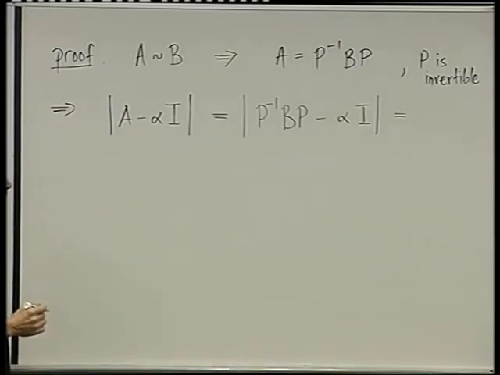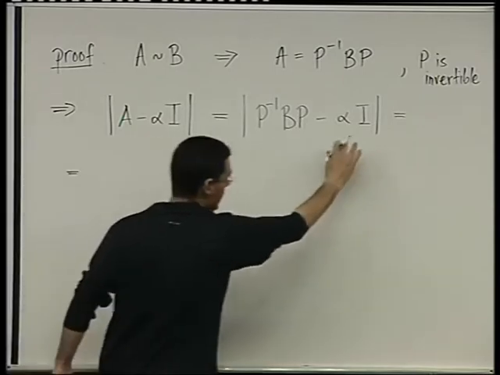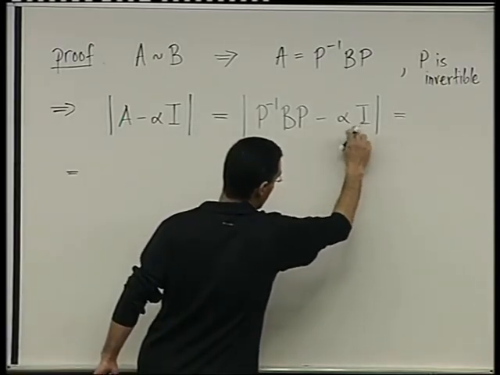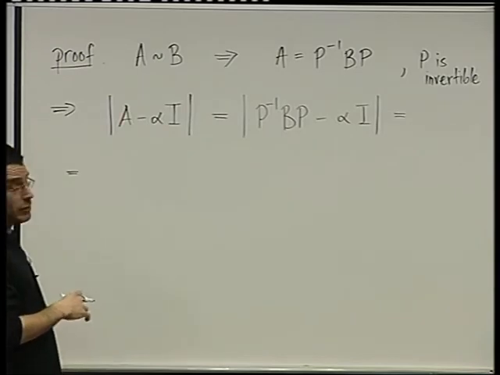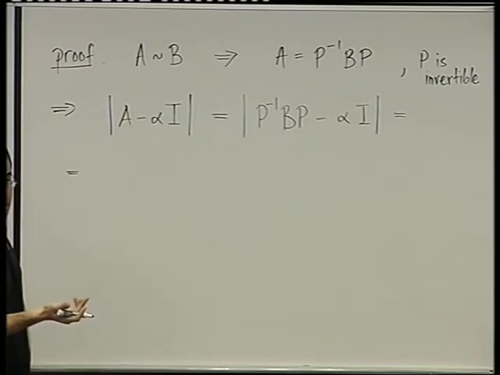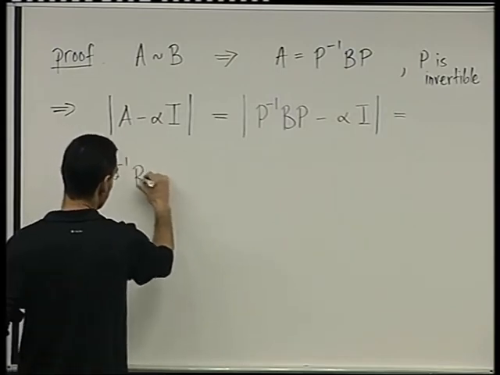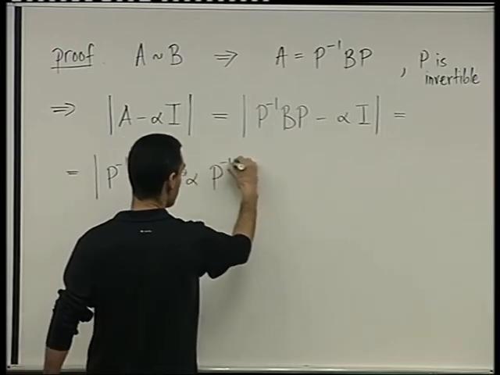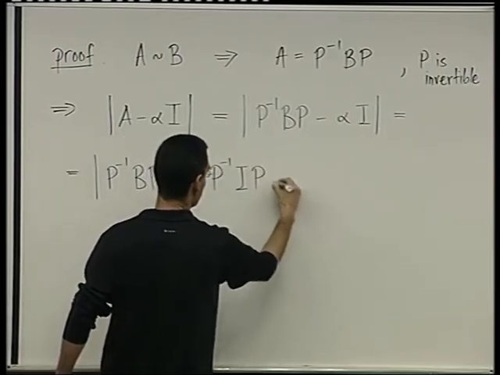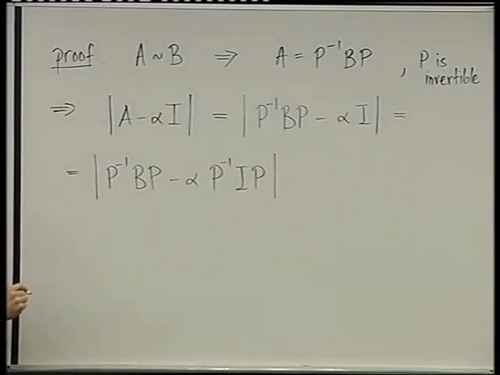Right? And now I'm going to throw in P and P inverse and let them appear here on both sides of I. I can do that because P inverse times P is the identity, so it does nothing. So this is the same as P inverse BP minus alpha P inverse I P. Do you agree that this is just I? Good.